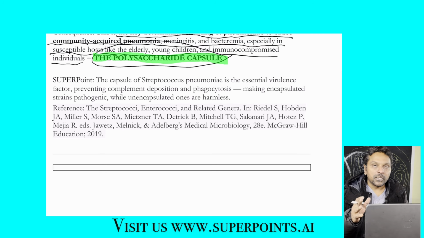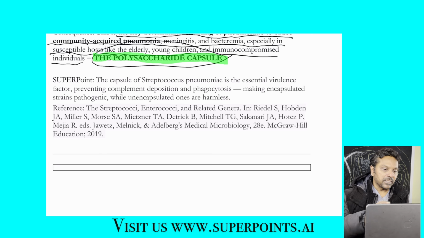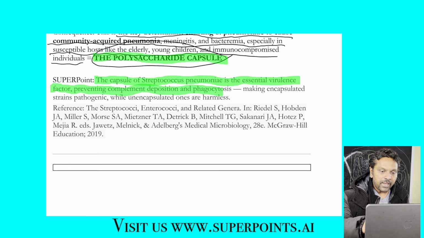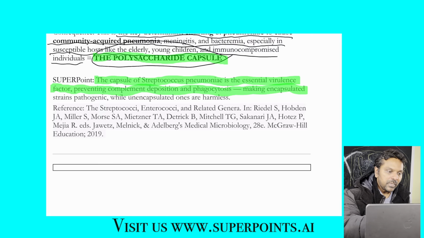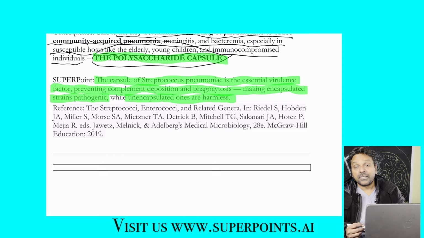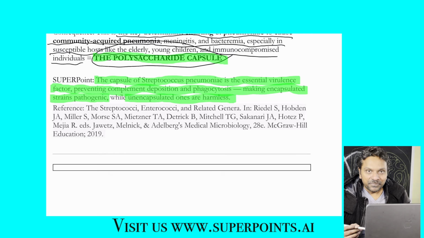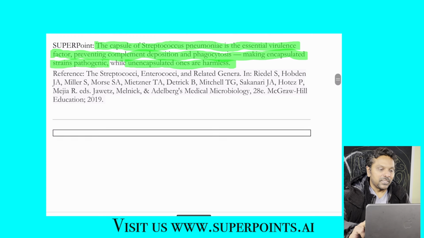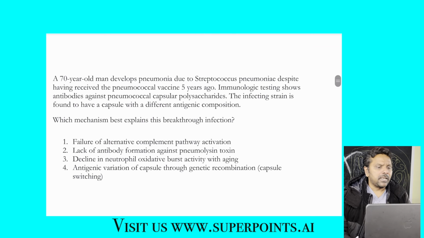All right, what about the super point? The most important thing you must remember from this question is the capsule of Streptococcus pneumoniae is the essential virulence factor preventing complement deposition and phagocytosis, making encapsulated strains pathogenic while unencapsulated ones are harmless. So encapsulated strains are virulent. Unencapsulated strains are not virulent, they are harmless. So it's a very, very important point you should remember. Next, let us see this question.